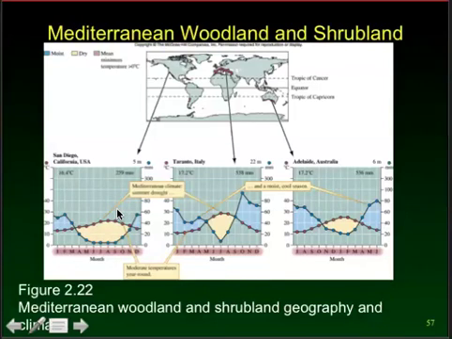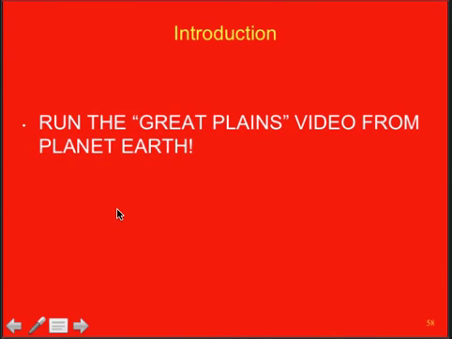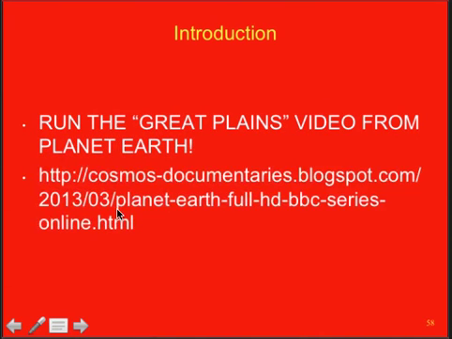Okay. Now, what is happening as we continue to move towards the poles is that the air masses are going to continue to pick up moisture, and eventually we're going to get sufficient precipitation to have what we call the seasonal forests and grasslands. And you're going to see a little example of the grasslands here in the Great Plains video from Planet Earth. Again, it's available at the same website that the desert video was available.